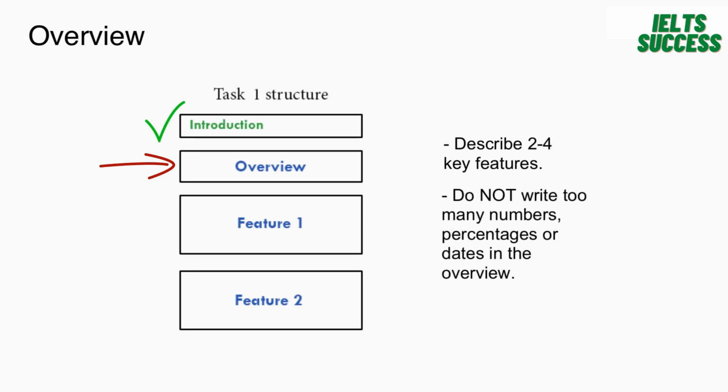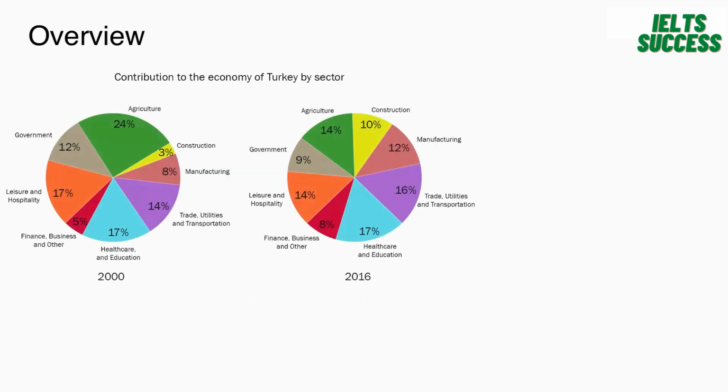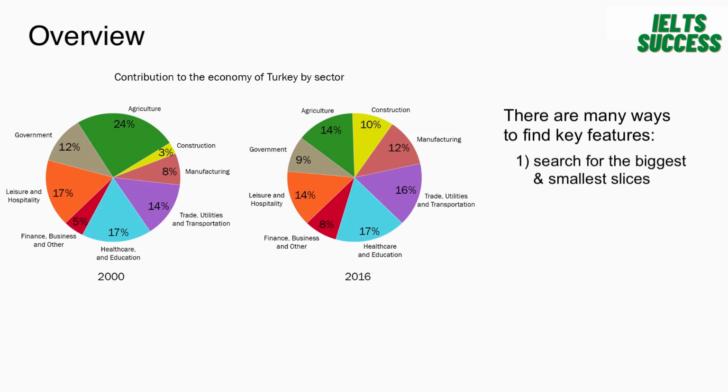Do not write too many numbers, percentages, or dates in the overview. You have to keep only general information in this paragraph. So, let's look at our pie charts and identify some key features. Well, there are many ways to find the key features of our charts. First of all, we could search for the biggest and smallest slices of each pie chart. And secondly, we can find which slices became bigger and smaller or did not change.